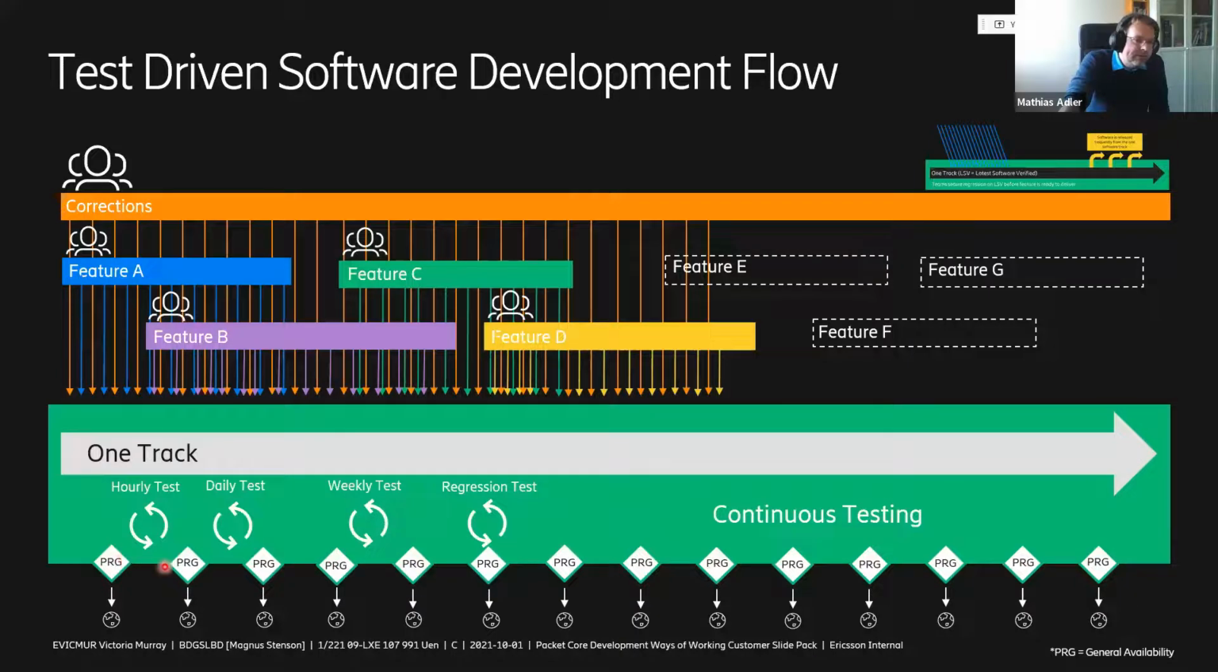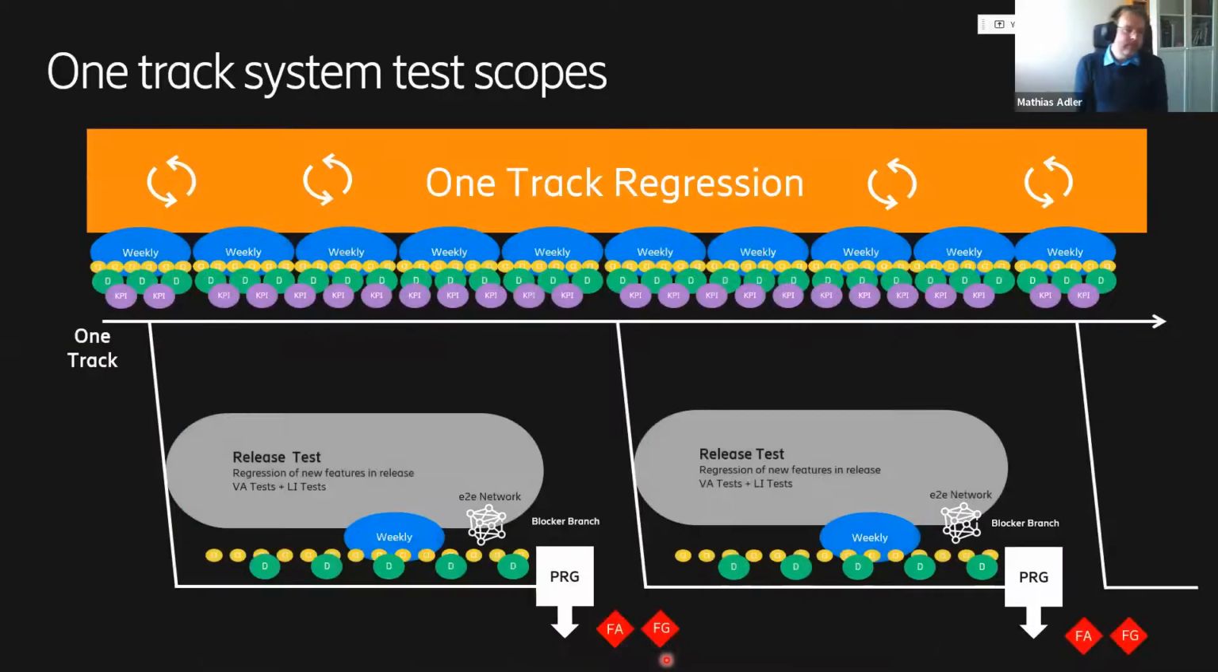And on this track, then we have different types of test scopes. So we have scopes that run hourly. We have scopes that run daily and weekly, and even further apart. And since we have this kind of high requirements on our products, and we have this continuous delivery to our master, we need to actually branch out before delivering. So we do that every month, and we create a release branch.